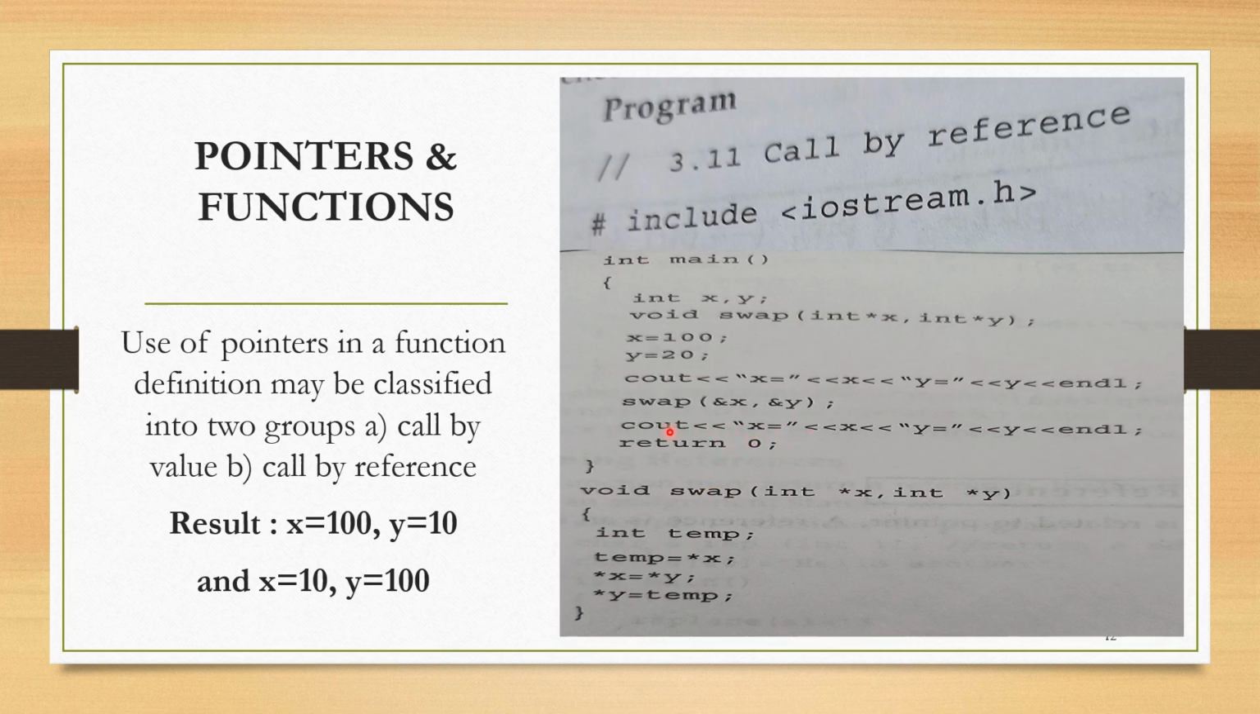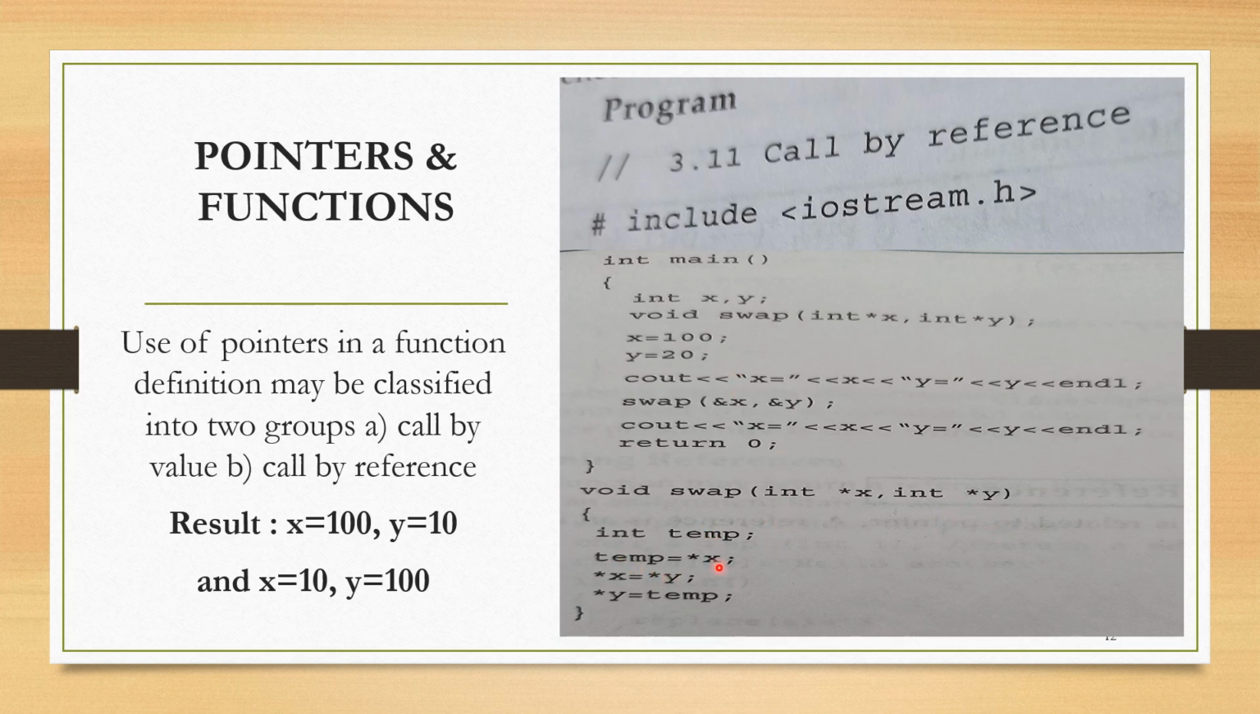You see, we have done this swapping function. After that, we display the values of x and y. We'll see the result: initially x was 100, then after swapping, x becomes 10 and y becomes 100. How has it become so? This function is called here, and the addresses are passed. Reference is there, not the value.